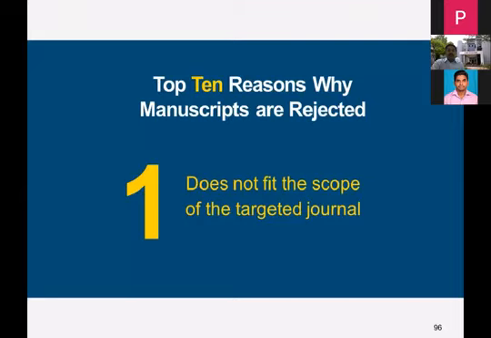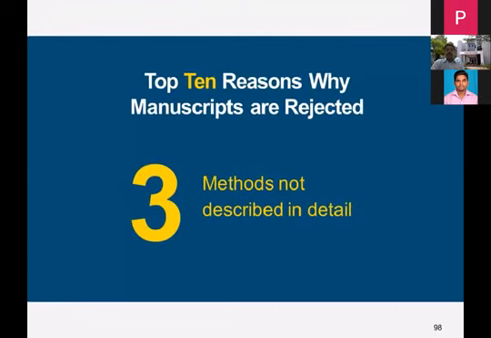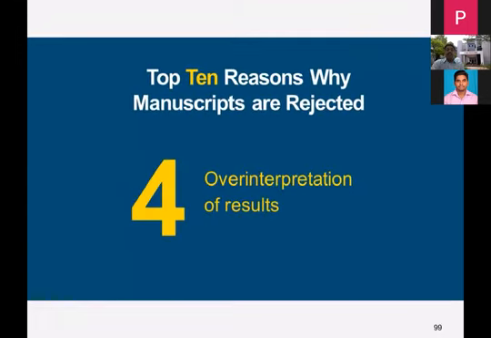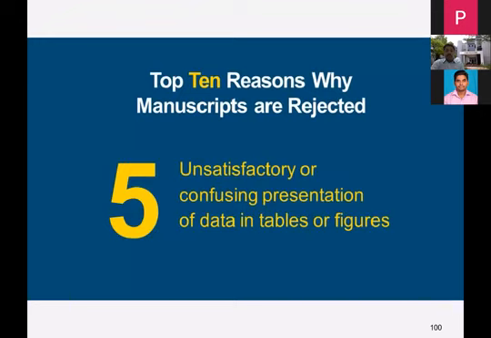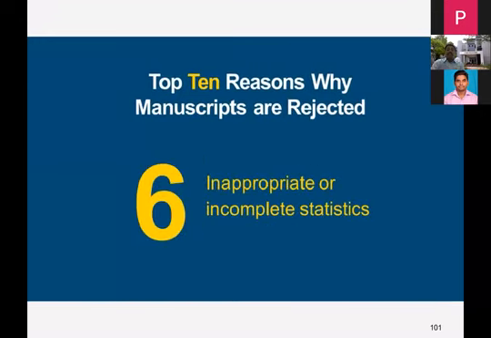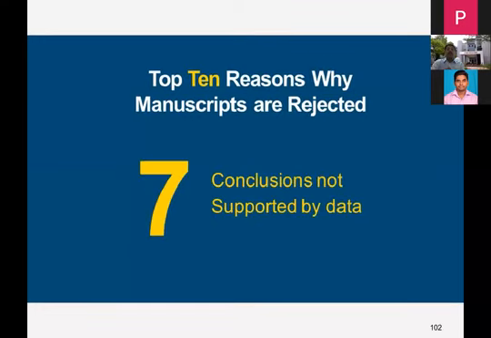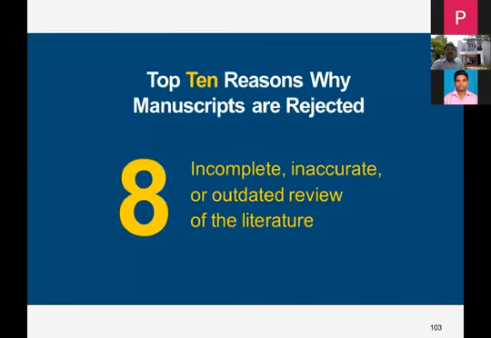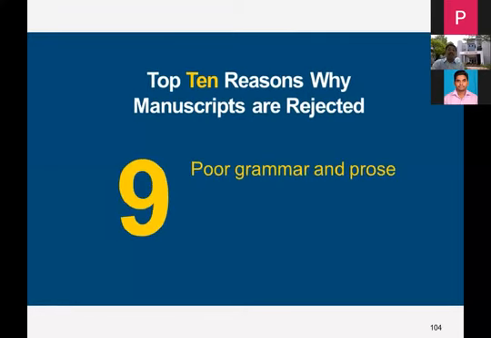There are so many reasons why your paper gets rejected. If it is not fitting the scope, if the problem is not appropriately mentioned, if methods are not described, over-interpretation, or results are not matching with tables and figures and text, or statistics are not correct, the table is telling something, the paper is telling something else, conclusions are very high-fi but not supported with data, or outdated literature review, or intentionally you have avoided some results, or flow is not there, grammar, English is important.